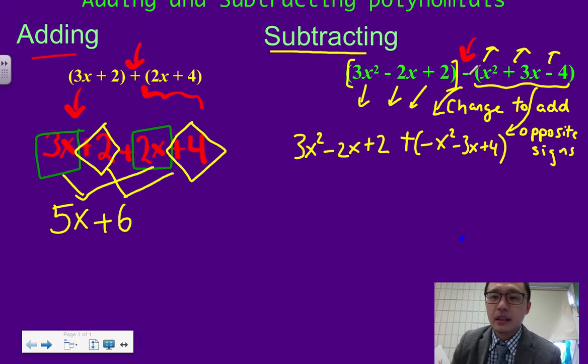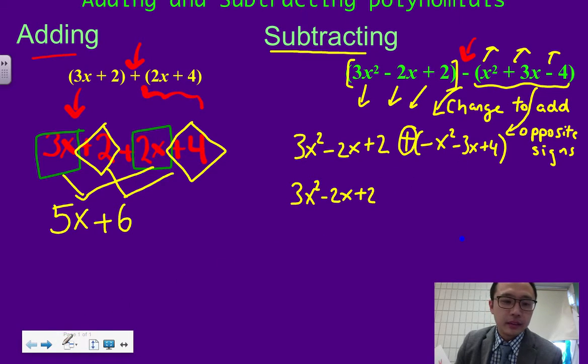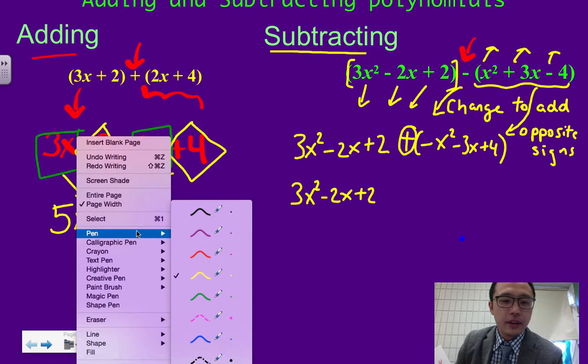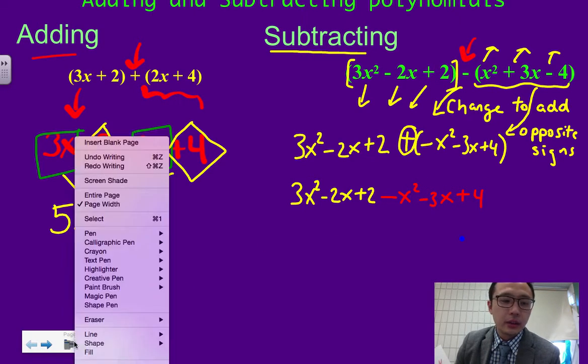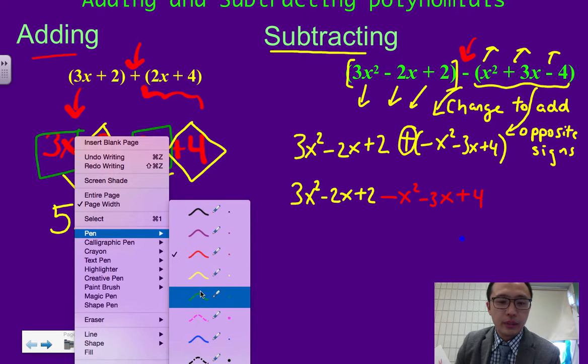To summarize, you just change this negative to positive, and then change everything after that sign to the opposite. So looking at this, it is 3x squared minus 2x plus 2, and then since this is positive, I can get rid of the brackets by, let me change colors, having the same signs. So negative x squared, negative 3x plus 4, and now we can collect the like terms, which is what we've been doing a lot.